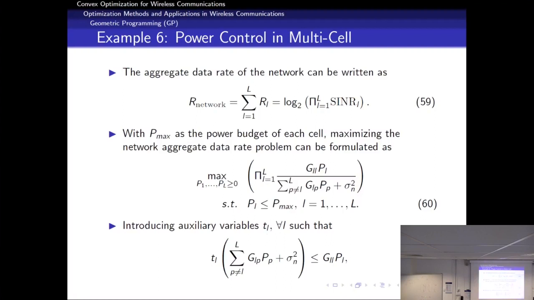I'm going to use again the same trick as what we did before. I will introduce some new variables t here, and I will formulate this differently. I will say this is equivalent to saying I want to maximize a product of new variables, a product of t from 1 to L of variable T_L. And I will say, now each of those quantities here has now to be larger than T_L. So if I maximize each of those terms, I will actually maximize the T_L. If I maximize the T_L, I will maximize each of those terms. So I'm saying this is G_LL P_L divided by the sum of G_LP P_P plus this square is larger than T_L.